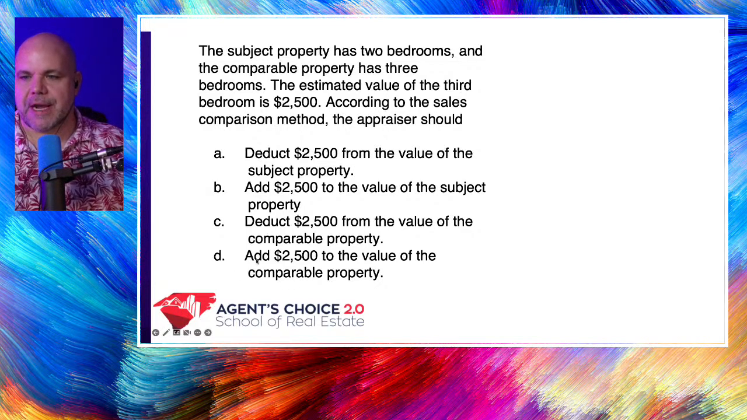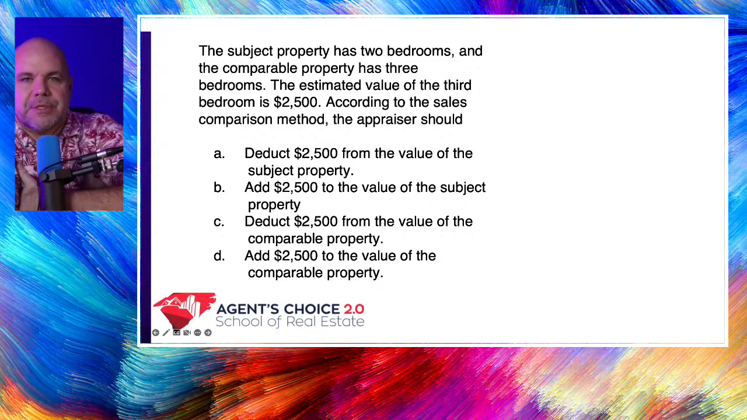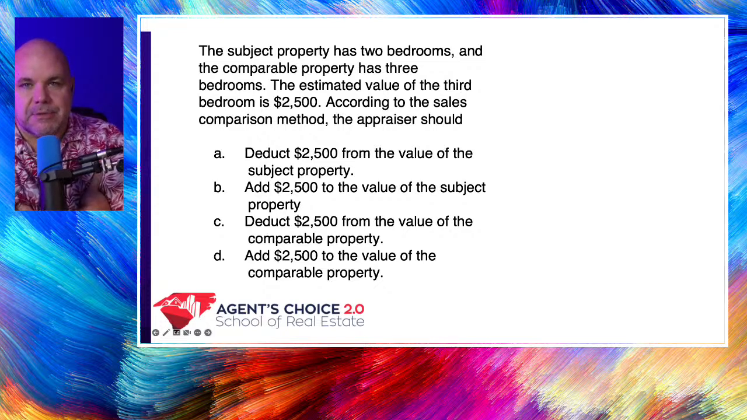So we're going to be subtracting, and then the other question is, what do we subtract from, the subject or the comp? Some of you are getting it. We're going to subtract the 2,500 from the comparable. We can't subtract it from the subject because we don't know what the subject sold for. That's what we're trying to figure out, what it will sell for, its market value. So it's C. Deduct 2,500 from the value of the comparable.